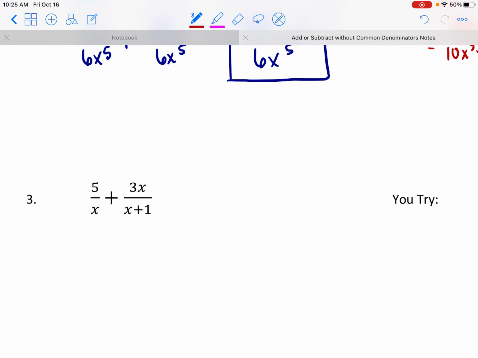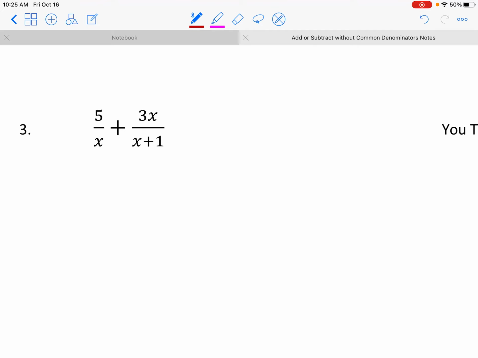Moving right along. Alright, so let's look at this guy. Remember, when we're finding a common denominator, our binomials are going to be considered separately from our single terms. So the least common denominator for these two fractions is going to have that single term, which is the x, and the binomial, which is the x plus 1. So the first fraction has the single term. It has the x, but it doesn't have the binomial, which means I'm going to have to multiply by x plus 1 on the top and the bottom.